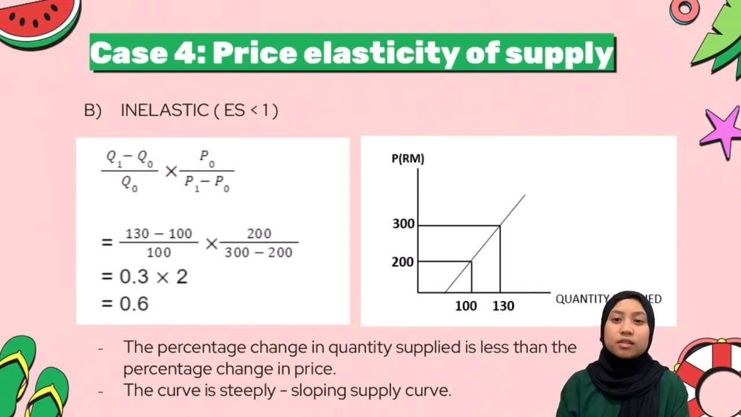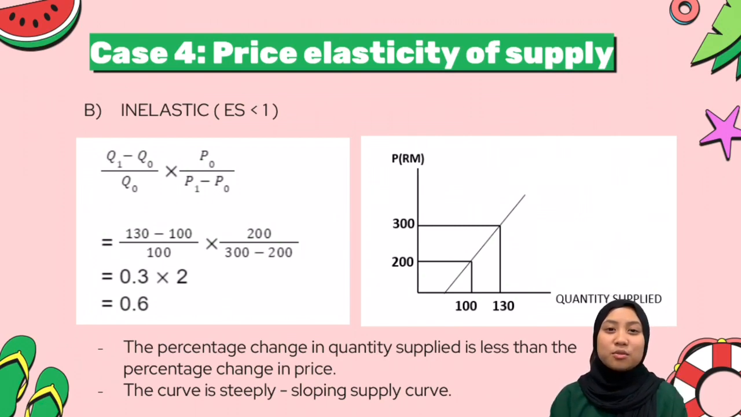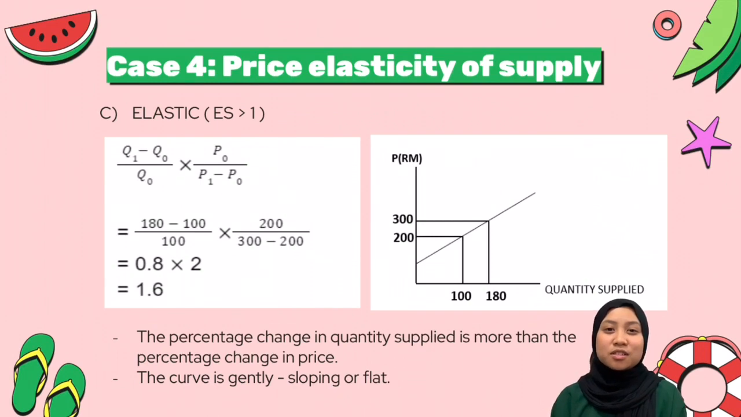Next, we're going to calculate the price elasticity for question C. We are also using the same formula, which is the change in quantity supplied relative to the change in price. The final value we got is 1.6. As we know, 1.6 is greater than 1, and it shows that the type of price elasticity is elastic.